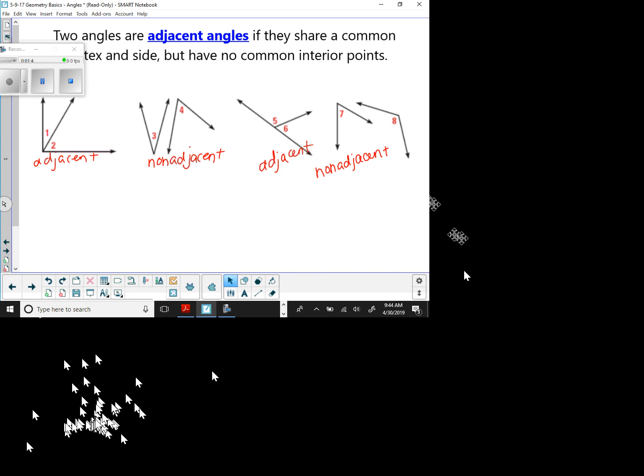Adjacent angles are kind of side by side. 1 is next to 2, 5 is next to 6. Those are adjacent. Right?